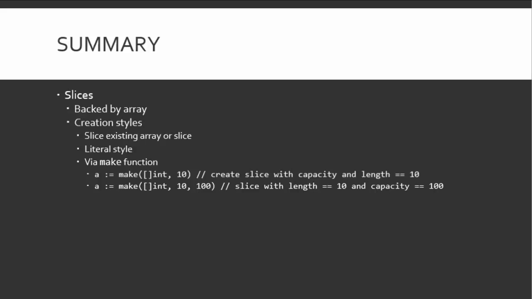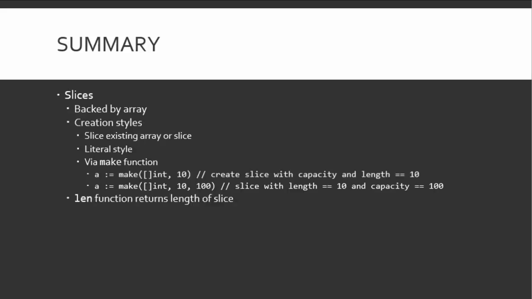If we pass 2 arguments to the make function, the first is going to be the type of slice that we want to create. So in this example, we're going to create a slice of integers, and the second parameter is going to determine the length and the initial capacity of the slice. If we need a capacity that's different than the initial length, then we can pass a third parameter into the make function, and that's going to allow us to specify a capacity independent of that initial length.